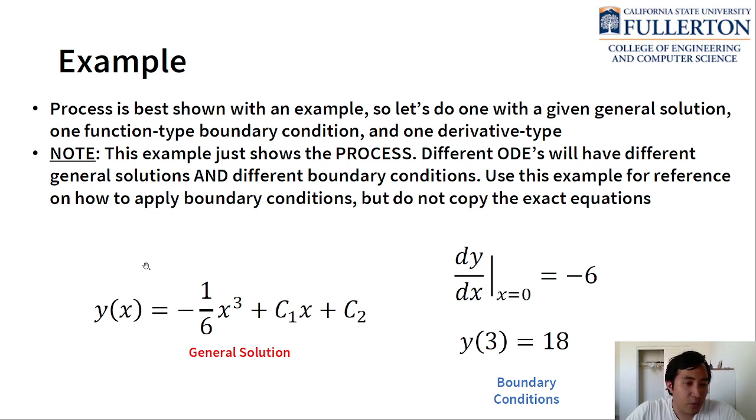Okay, and so here's our example. So our general solution is minus 1/6 x cubed plus c1x plus c2, and we have our two boundary conditions here.